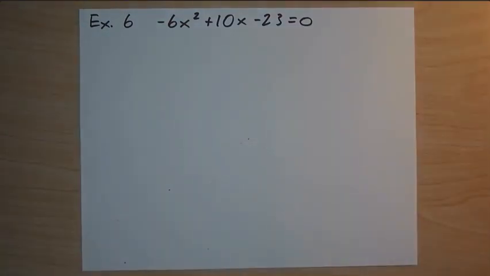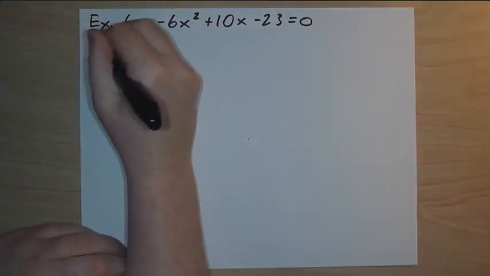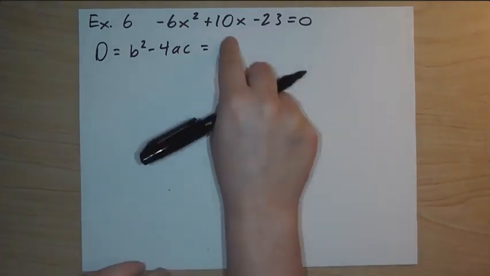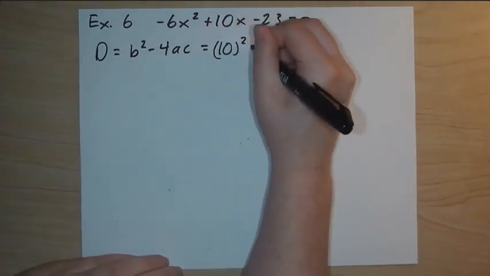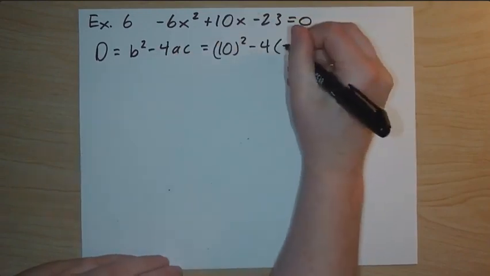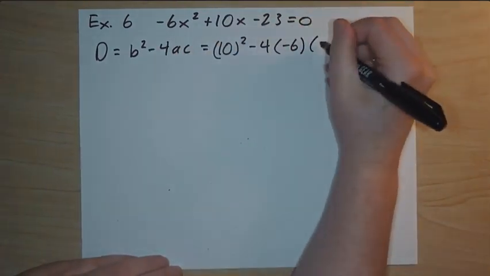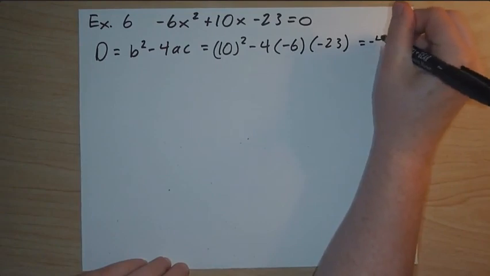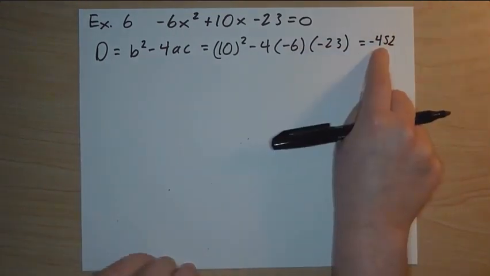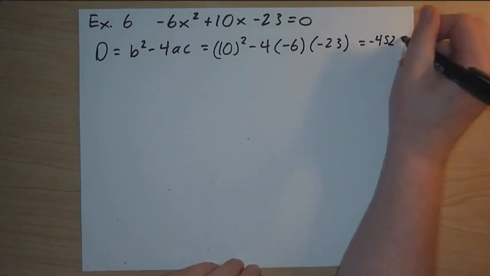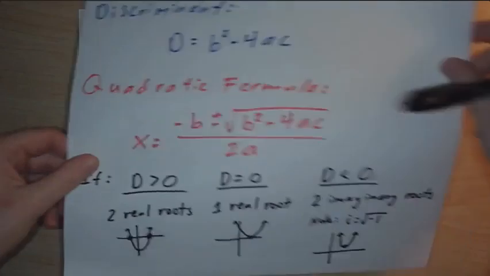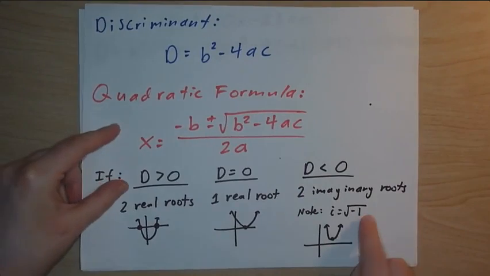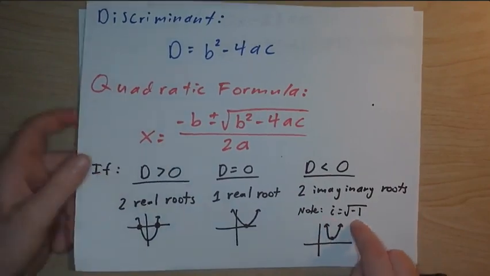So, getting right into it, let's find what our discriminant is. So d is equal to b squared minus 4ac. So b is 10, so we have 10 squared minus 4 times a, which is negative 6, times c, which is negative 23. And if you plug this into a calculator, you get negative 452. Now negative 452 is less than 0. So, because our discriminant is less than 0, we have 2 imaginary roots. In other words, our roots will include i, which is the square root of negative 1.